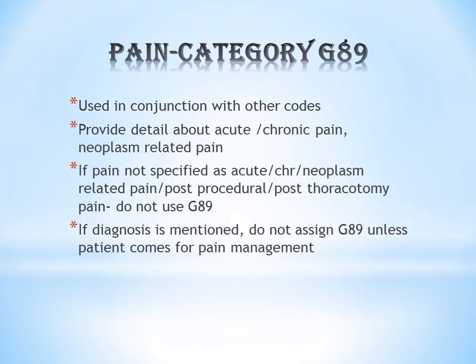Next one is the G89 code, the pain code. First point, it is used in conjunction with other codes. This G89 is used along with other codes to give more detail about the type of pain, like acute pain or chronic pain or neoplasm related pain. For giving more detail about the type of pain we use this G89 code.